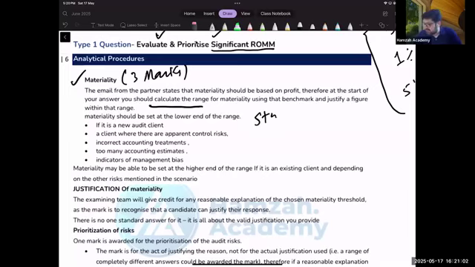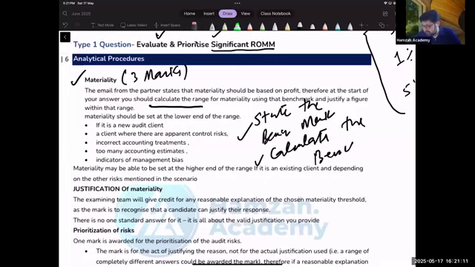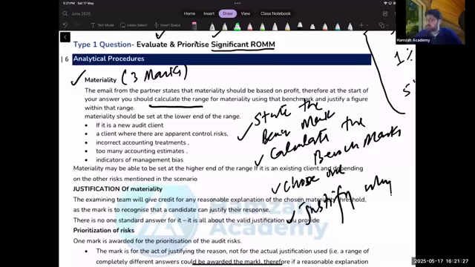First of all, you will state the benchmark. Then you calculate the benchmarks, lower and upper both. And then you choose one. Which one is good? Then you justify why you have chosen it. If you choose lower, materiality should be at the lower range if it is a new audit client where control weaknesses are there in the scenario, incorrect accounting treatments are there, too many accounting estimates are there, there are indicators of management bias.